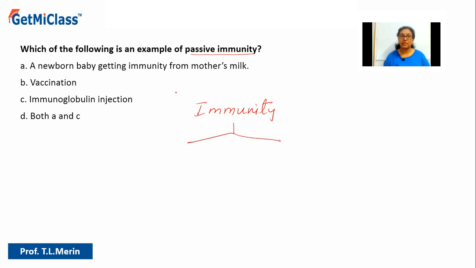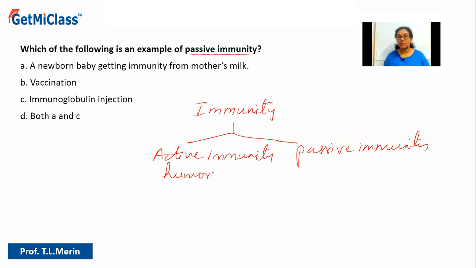If you have to talk about whether it is passive, you also have something called active. Active immunity, and the other one is passive immunity. Active immunity is also called humoral immunity. Why is it called humoral immunity? Because it is related to our blood cells. So here the blood cells will produce their own antibodies.